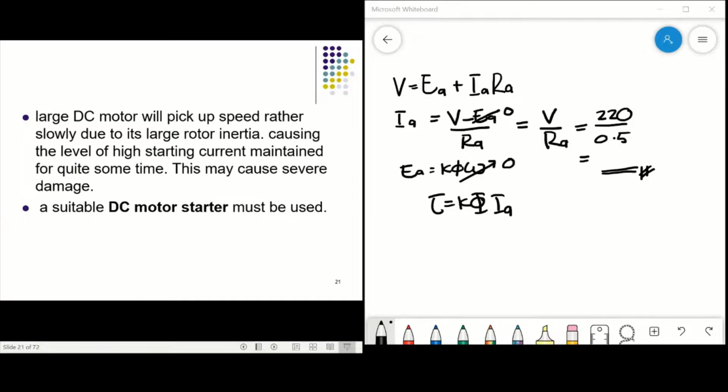To avoid this, a suitable DC motor starter must be used. Very small DC motors, however, may be started directly by connecting them to the supply with the help of a contactor or a switch. It does not result in any harm because the motor gathers speed quickly due to small rotor inertia. In this case, the large starting current will die down quickly because of the fast rise in the back EMF.